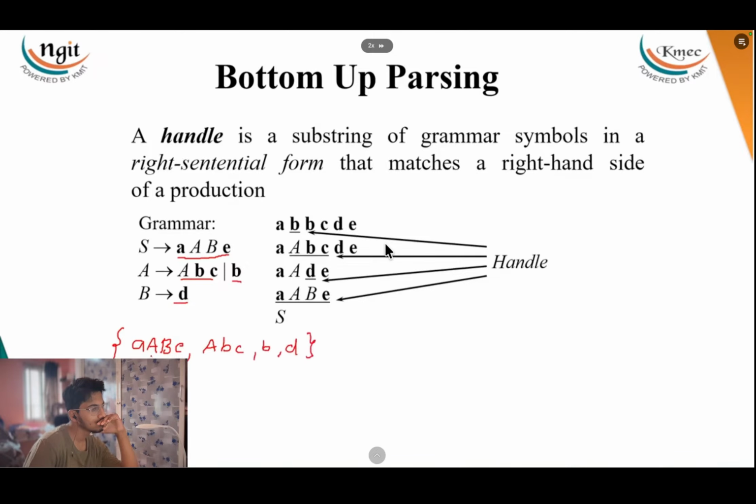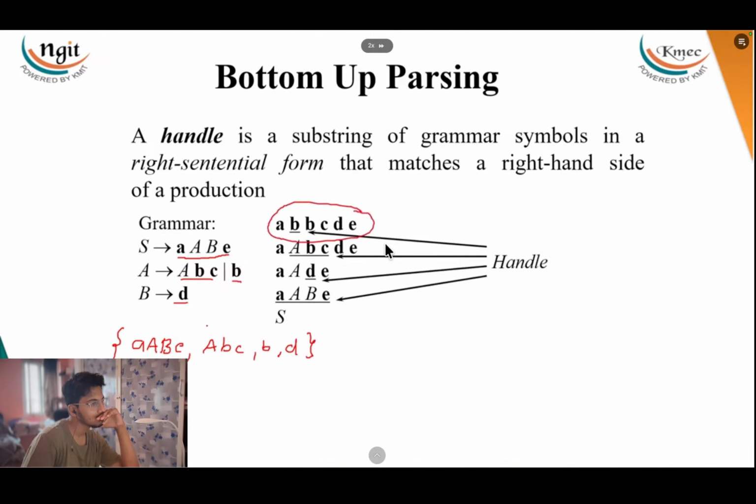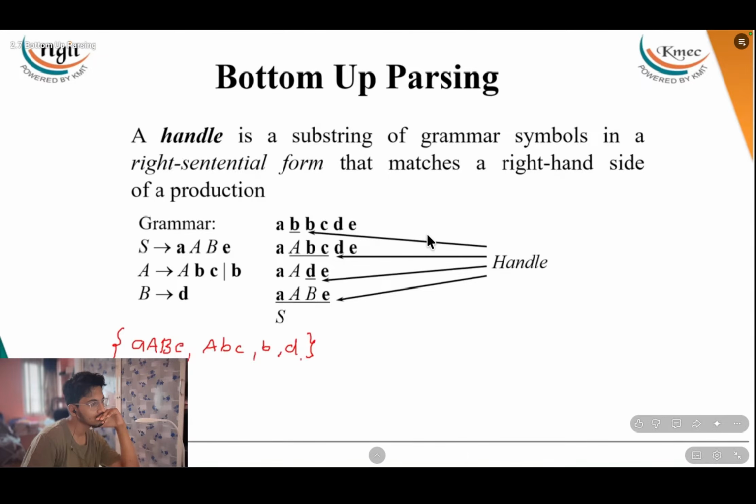That's the definition we have discussed. A handle is a string or substring of the right sentential form which matches with the right hand side production of the grammar. So if it is matching ABC, then that is called a handle. If it is matching ABC, handle; B, handle; D, handle. So once a handle is detected, like ABC is detected, then we have to replace it with A. That is called handle pruning. So identify the handles and prune the handles.